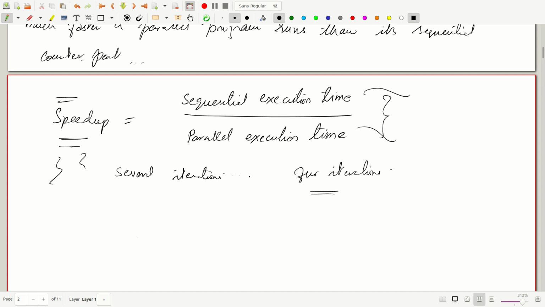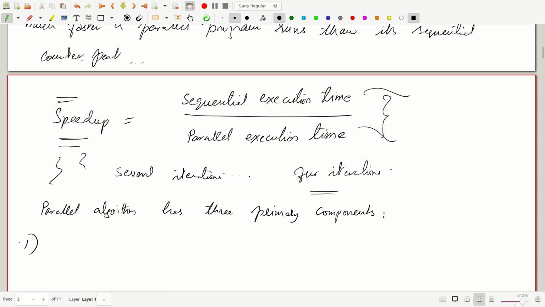When it comes to the sequential execution time, it is very straightforward, because this is the time taken by the serial or sequential code, whereas when it comes to the parallel execution time, the parallel algorithm's execution time can be decomposed into three main components. So the parallel algorithm has three primary components.